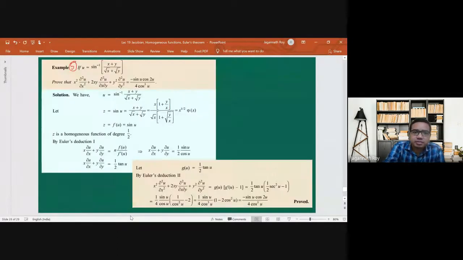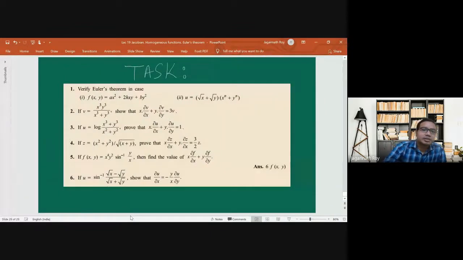So I will give you some tasks. These are your tasks to find out. Verify Euler's theorem. Use Euler's theorem to show these ones. So these are your tasks.